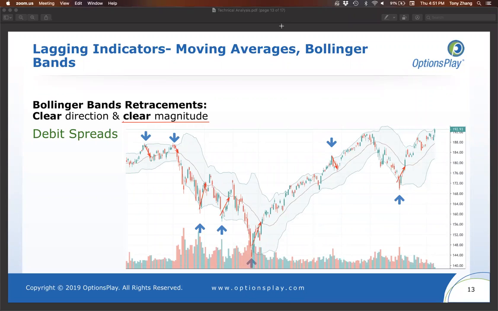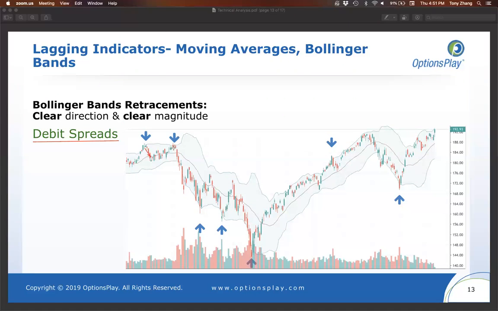And this is why I typically advocate that if you're going to use these types of retracement trades where the probability is not really in your favor, use debit spreads, because debit spreads really allow you to take advantage of these quick moves with the smallest amount of risk possible. Because again, these are counter trend trades. They typically last a relatively short time. As you can see, most of these trades just last a few days.